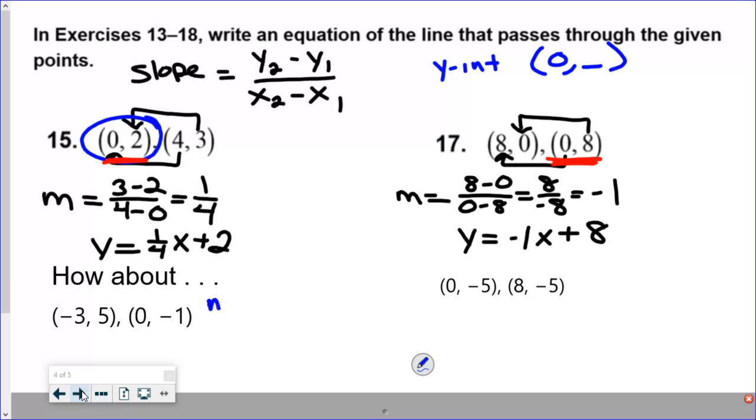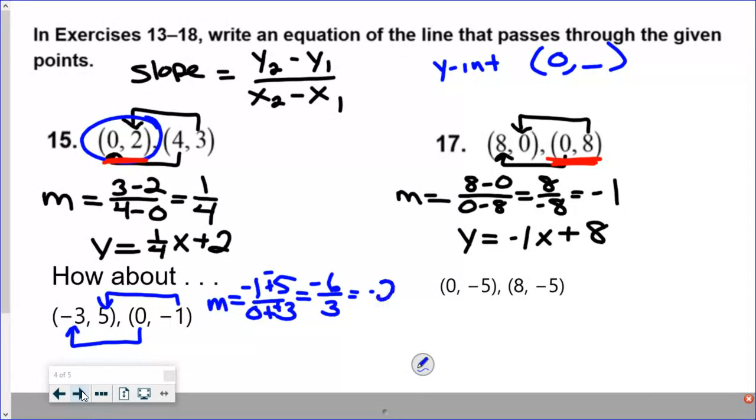Okay, so my slope, y minus y, -1 minus 5, over x minus x, 0 minus -3. This gives me -6 over 3, which is -2. So my slope-intercept form is y equals -2x plus, this one's my y-intercept, -1. You could also, remember, just see it sometimes like that.